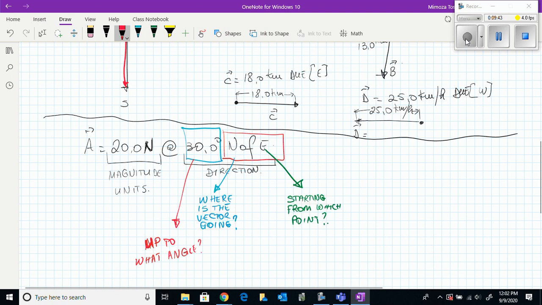So the graphical representation of this particular vector will be something like this. This is a vector A. We are starting from east, going north, up to 30 degrees, and the magnitude of this vector is 20 newtons. So the line segment that represents this vector is 20 newtons.